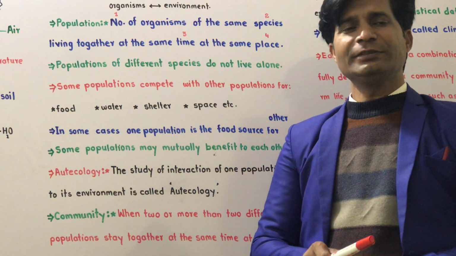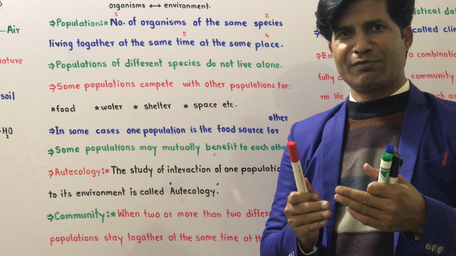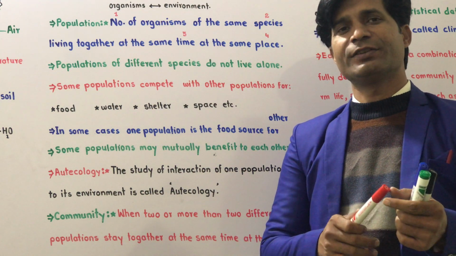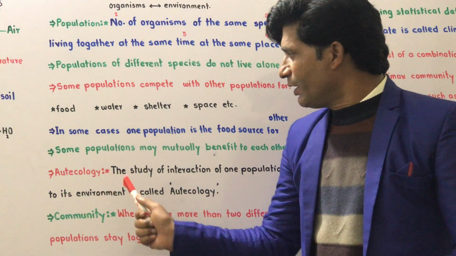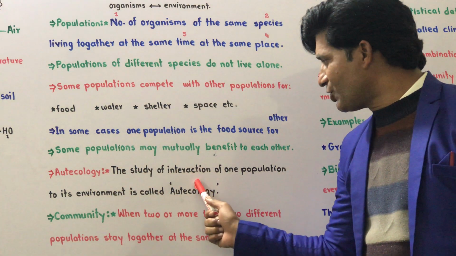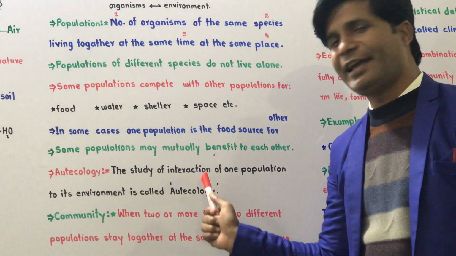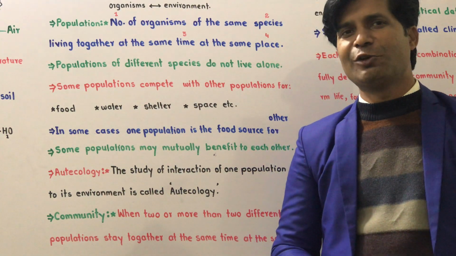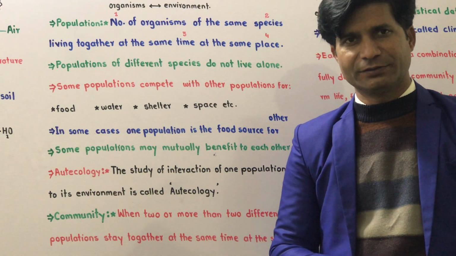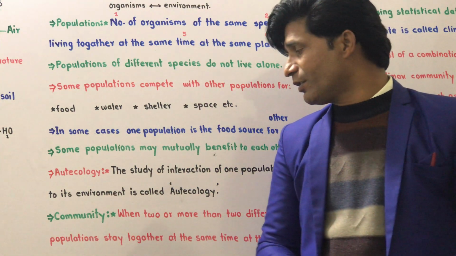If we are studying the relationship of a single population with their environment, remember it, we will say we are studying ecology. It is the study of interaction of one population with its environment that is called ecology. After having the knowledge of ecology and population, we will move toward the next step.